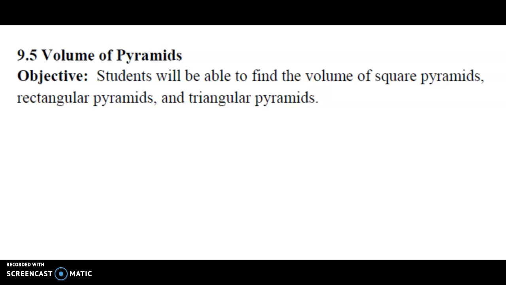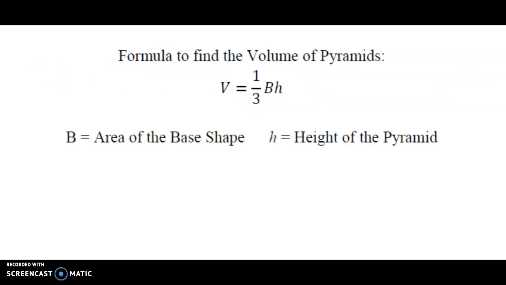Okay, today we're going to do 9.5 volume of pyramids. If you reference your chapter 9 formula sheet, you will see that the formula for volume of pyramids is V equals 1/3 BH. This is the thing here that is different. The reason that's different is because pyramids that have the same base as prisms hold 1/3 of the amount of stuff, which is why that 1/3 is there. It's to divide that by 3. B still stands for area of the base shape, and cursive H still stands for height of the pyramid.